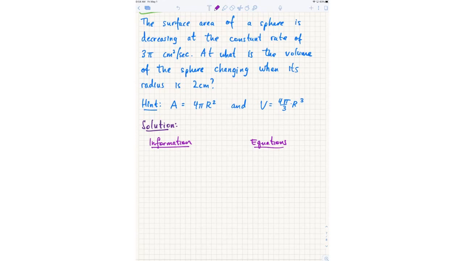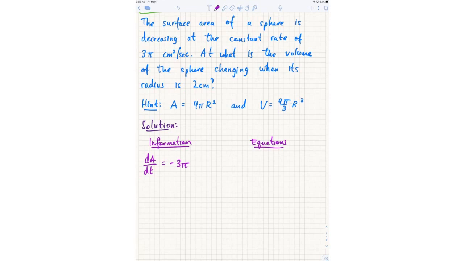Okay, so dA dt is negative 3 pi. Good. Why did you put a negative? The problem only said 3 pi. It's decreasing, right? Make sure you look for words like that. They gave you the positive number, but they told you in English that the surface area was decreasing at a certain rate. So that means dA dt should be negative. So dA dt is negative 3 pi. All right, what else do we have?